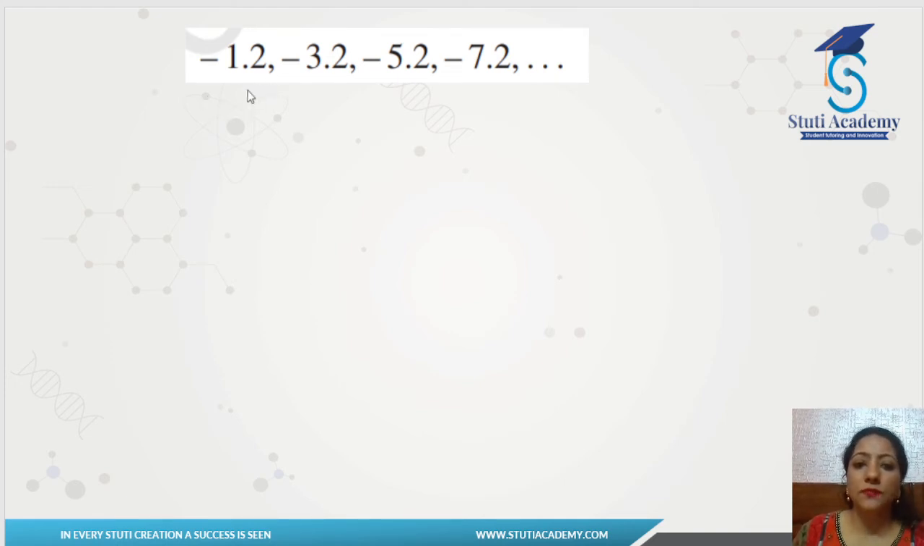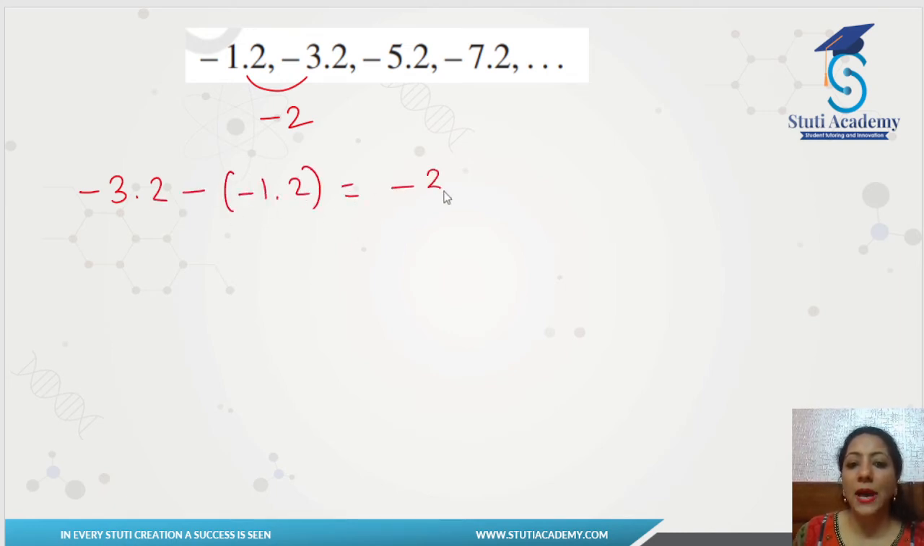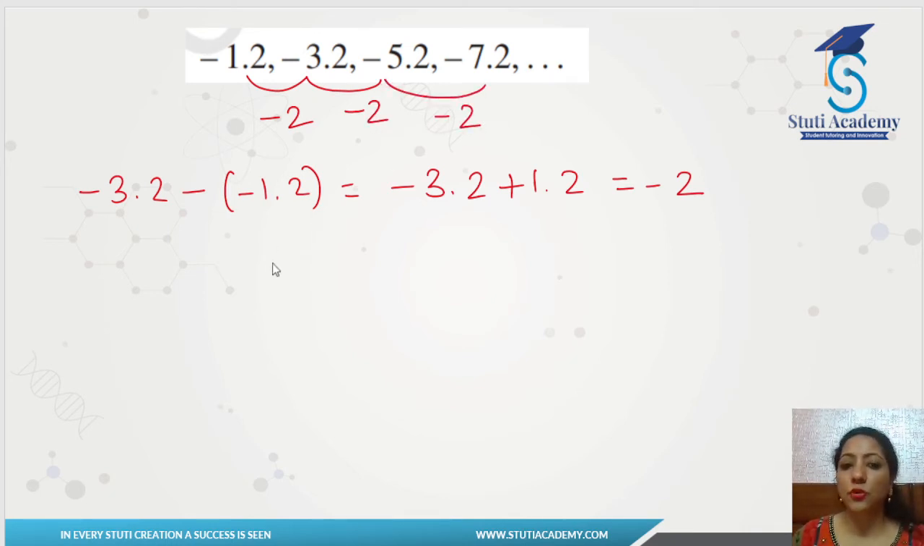Now let us observe this one. Minus 1.2, minus 3.2, minus 5.2, minus 7.2. So here we are adding how much? We are adding minus 2, because minus 3.2 minus 1.2, that is minus 3.2 plus 1.2, gives us minus 2. So we are adding minus 2 here. Here also, and here also. So yes, this is an arithmetic progression where the common difference is minus 2. And now we are going to write the next 3 terms. After minus 7.2, we'll get minus 9.2, minus 11.2, minus 13.2.